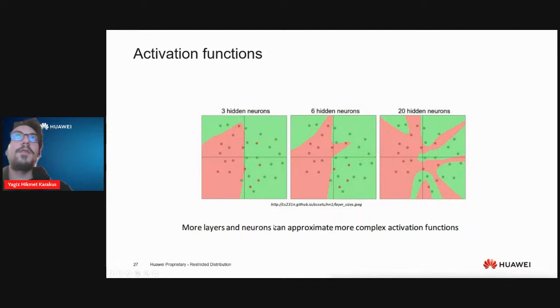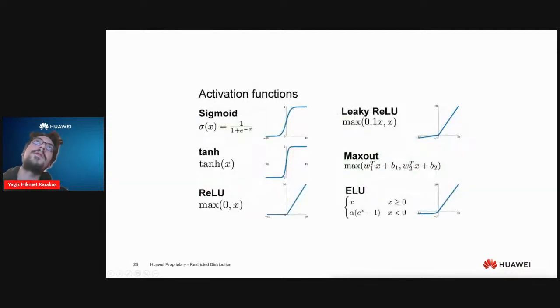So more layers and neurons can approximate more complex activation functions. As you can see, when we use more neurons, our prediction is getting better, but if we use too many neurons, as you can see, it overfits. And so we have different kinds of activation functions like sigmoid, leaky ReLU, tanh, maxout, ReLU, and ELU. Their main target is to decide whether those neurons fire or not, but they have different kinds of usages.